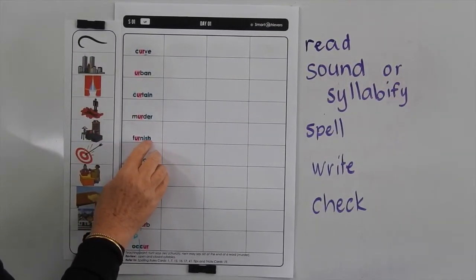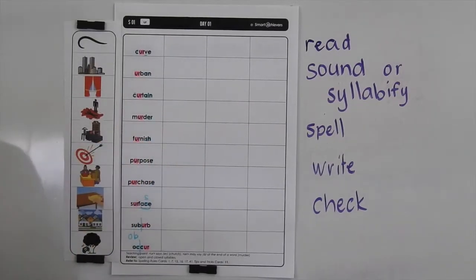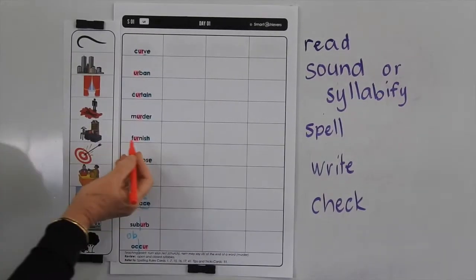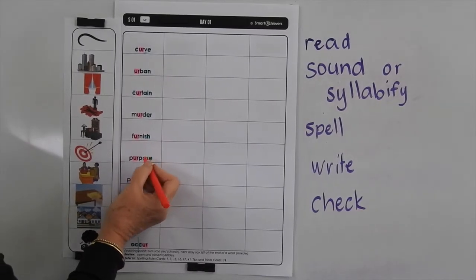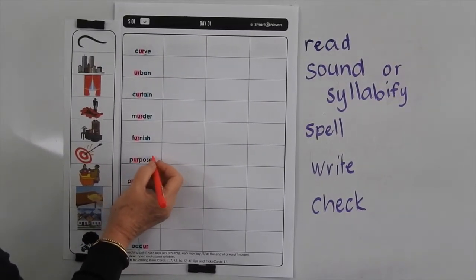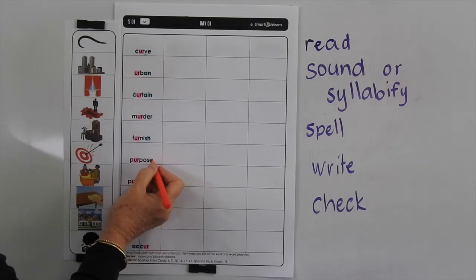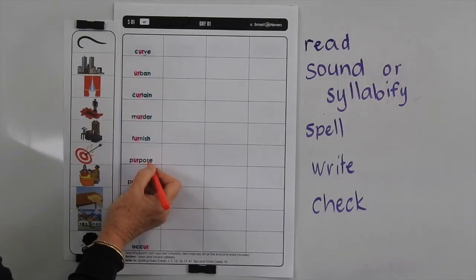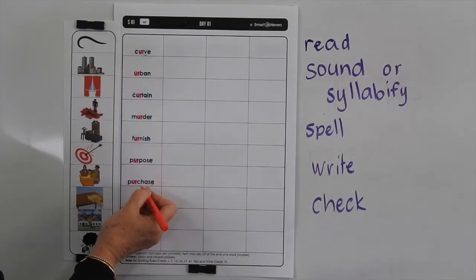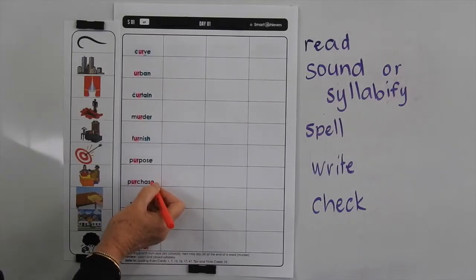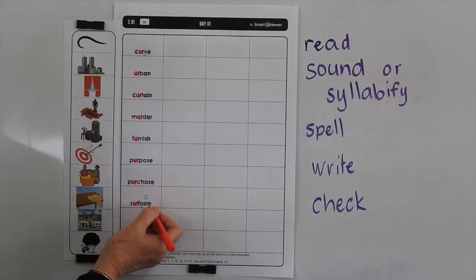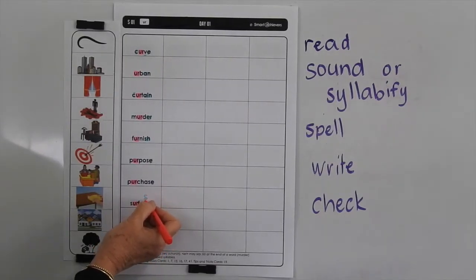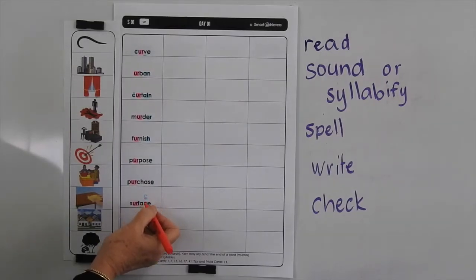Furnish, you've got the SH at the end making the sh sound. So we only use SH at the start or end of words. Purpose, you've got the E after the S just to show that that's not a plural form. Same with purchase, you've got the E just making sure that we know it's not a plural form. Now surface, you've got the CE where the E's making the C say S.